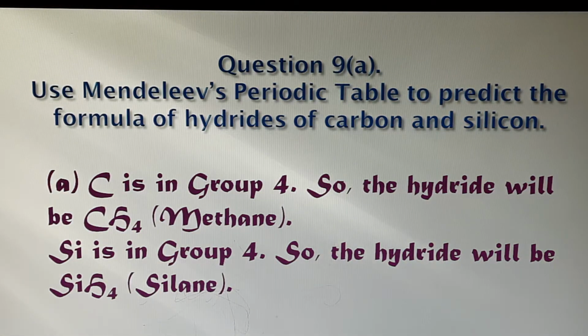Use Mendeleev's periodic table to predict the formula of hydrides of carbon and silicon. With silicon it is silane, and for carbon it is methane. Hydride of carbon, definitely, is methane, that is CH4, and for silicon it is SiH4.